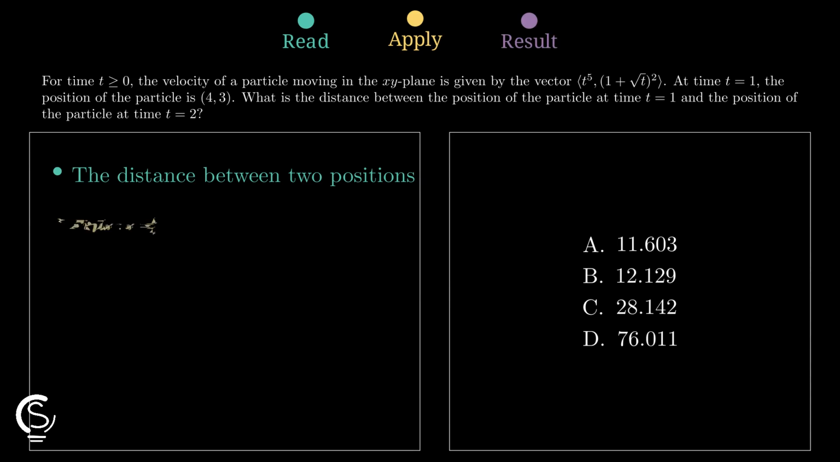Finally, apply the distance formula by squaring both displacements, adding them, and taking the square root. This calculation leads directly to the correct value.